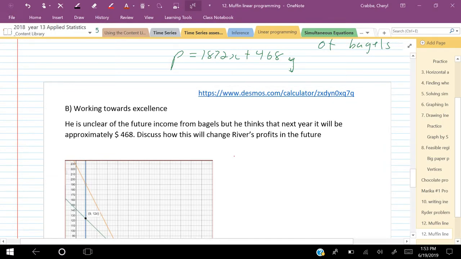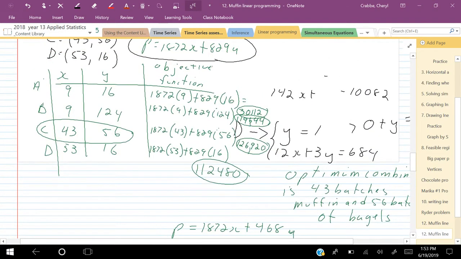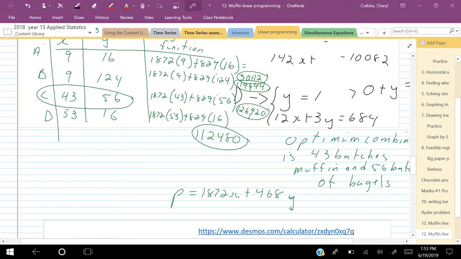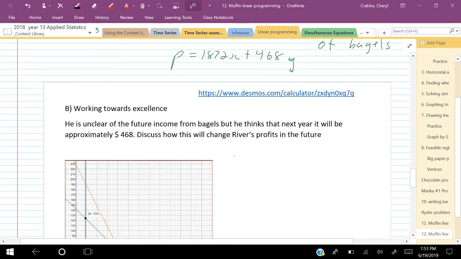Okay, we're going to look at the excellence component of this particular problem. We've worked out the original question with 43 and 56 as the combination, with a max of 126,920 or whatever. Now, with the second part, what happens is we've changed the objective function.